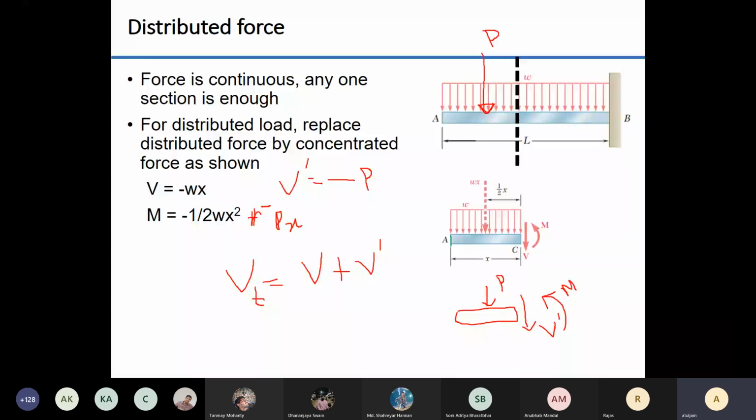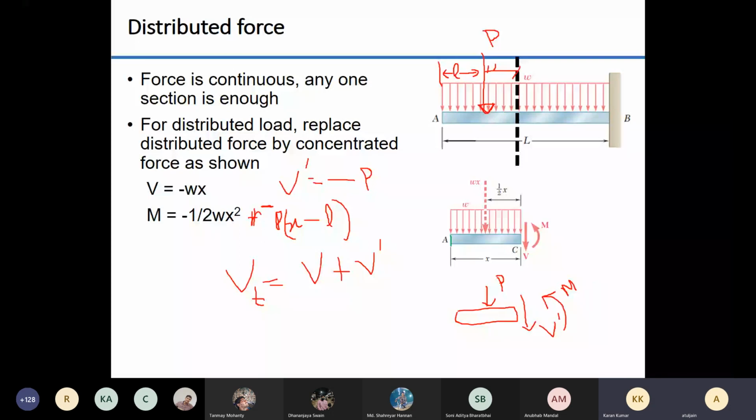Excuse me, sir. Here V dash is minus P for some reason only, no? After the point of action where P is acting. Before that, it will be 0. Right. It will not be Px. It will be P into x minus l, where this length is small l. No, it is P into this length only.